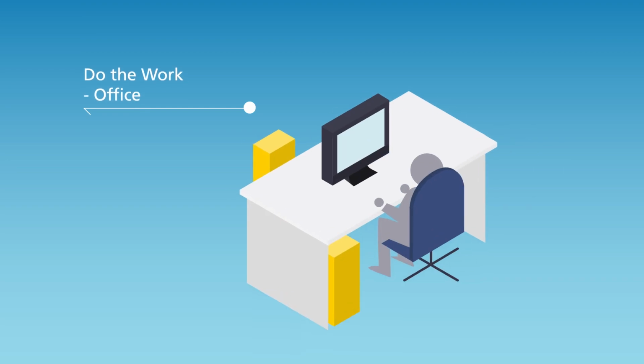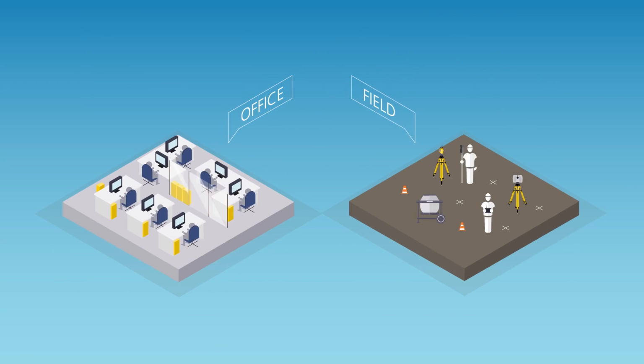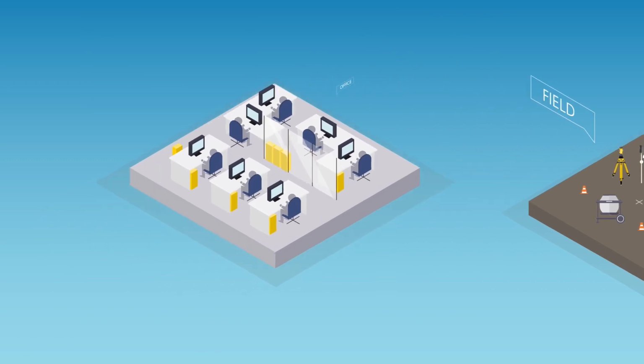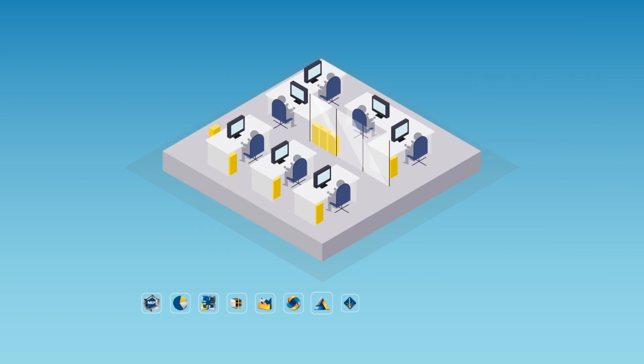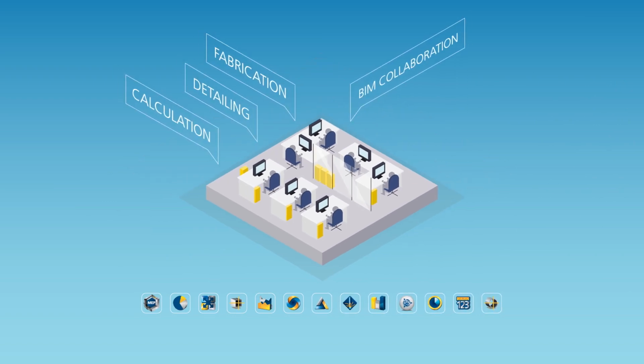Do the work, the next part of the workflow, can be split into two sections, office and field. The range of office-based solutions and innovative design tools offered by the MEP division is vast, including calculation, detailing, fabrication and BIM collaboration, as well as 3D modeling services.